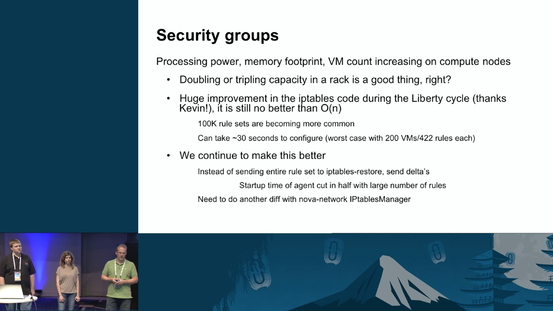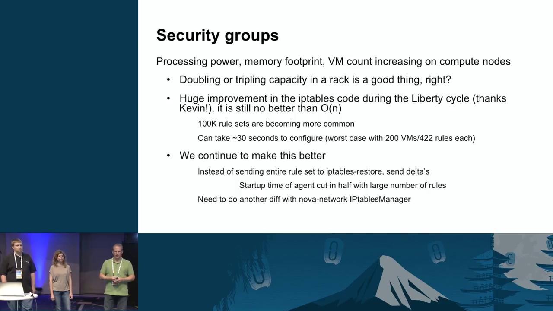Additionally, we have some other changes in flight because we still have a few issues where, again, with a large number of rule sets, the worst case scenario can still be 30-second delays in getting rules configured. And while this might not seem like a big issue, a lot of times it impacts booting of VMs because DHCP packets can't get out until the security group rules are added. And then that way DHCP could fail. And it also causes the agent to be stuck doing IP tables work when it could be doing a lot of other things, and it can get backlogged.